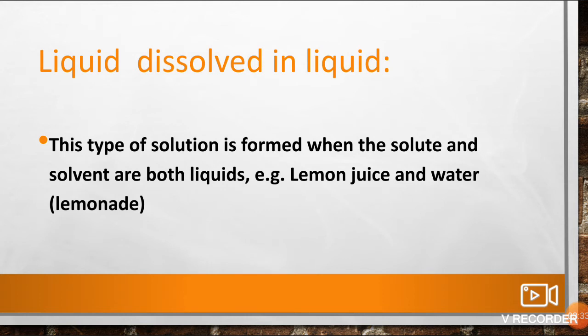The second type is liquid dissolved in liquid. This type of solution is formed when the solute and the solvent both are in liquid state. For example, lemon juice and water, so we get lemonade. Lemon juice is a liquid, water is again a liquid, so liquid is getting dissolved in liquid. That's why this is liquid dissolved in liquid.